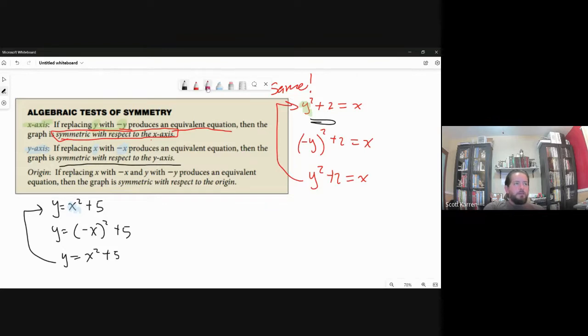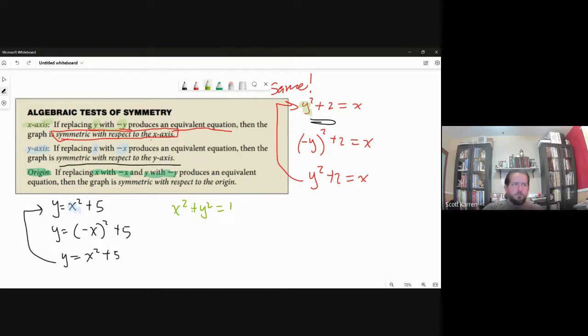And then to evaluate if something is symmetric about the origin, we're going to replace both x with negative x and y with negative y. And if it boils down to the same thing again, then it's symmetric with respect to the origin. And one that looks like that would be, let's do green perhaps to match, x squared plus y squared equals 1. If you know, this is a circle centered about the origin with a radius of 1, so it should work out.